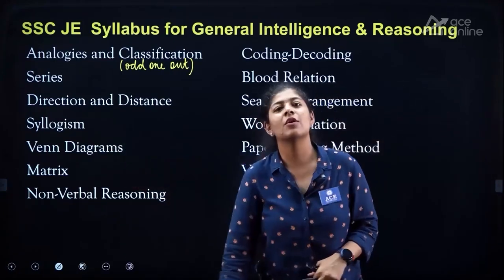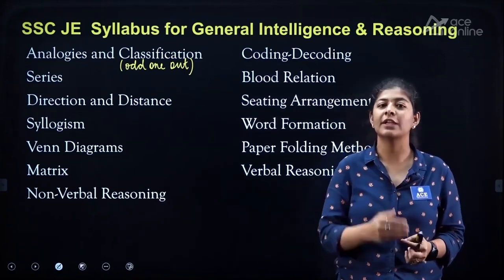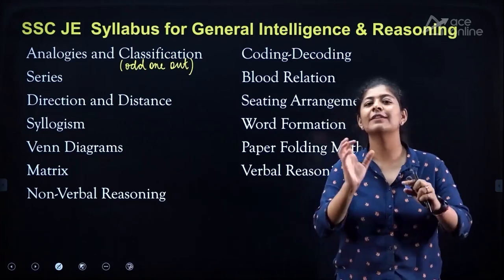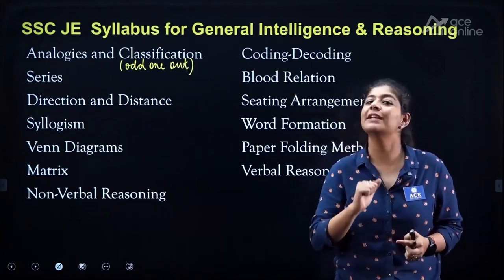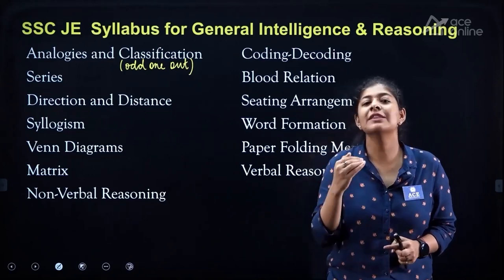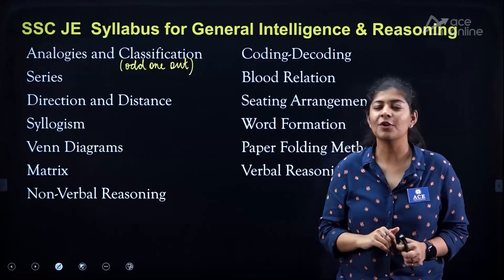The next one is syllogisms. In syllogisms, we have a few statements which we need to consider as true, or we can say that for that particular question, that statement is completely true. Then we have some conclusions that we need to check, whether they follow from the given statements or not.